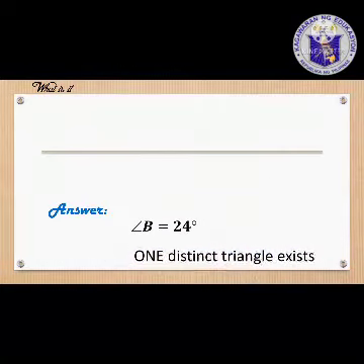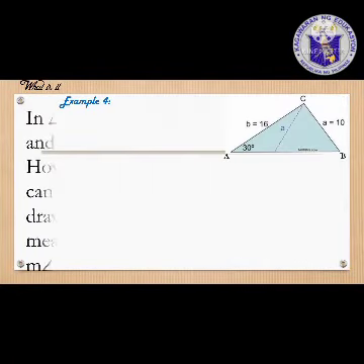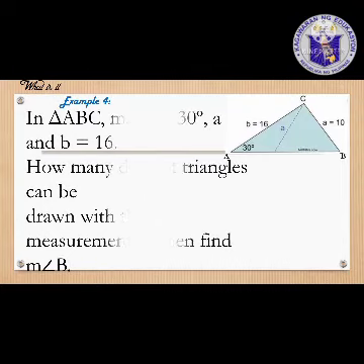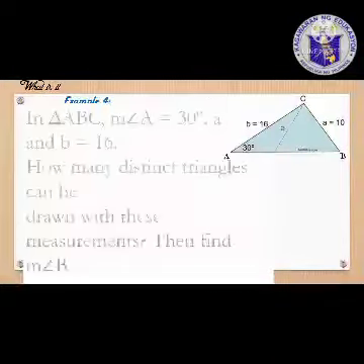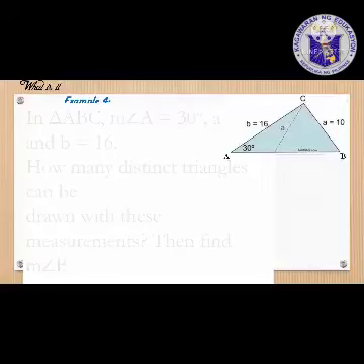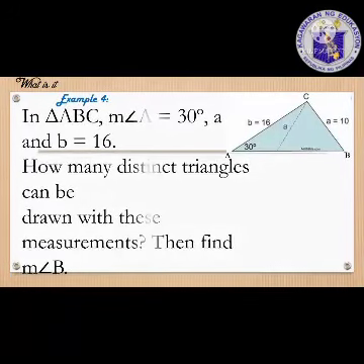Let us proceed to example number 4. In triangle ABC, the measure of angle A equals 30, A equals 10 and side B equals 16. How many distinct triangles can be drawn with these measurements? Then, find the measure of angle B. Let us now solve for angle B and let us use the sine part.